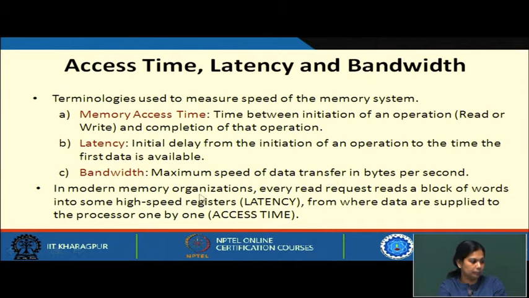So in modern memory organization, every read request reads a block of words into some high speed register first, that is the first word is available, and from there the data are supplied to the processor one by one. So the total access time will depend not only on a single word, but on block transfer, that is, how the subsequent words are transferred.